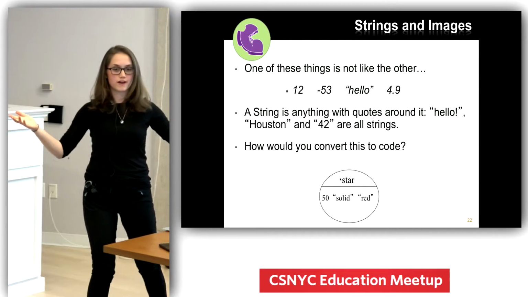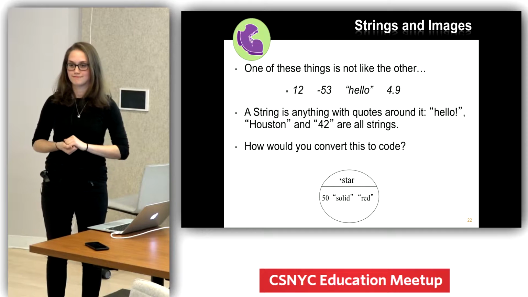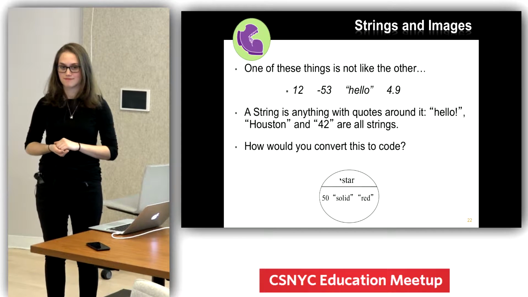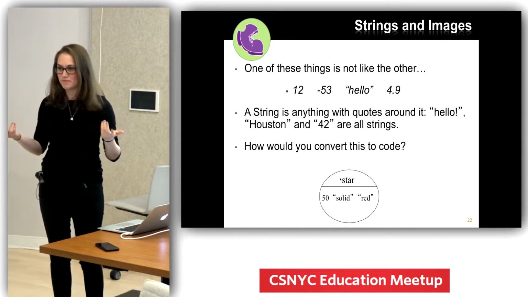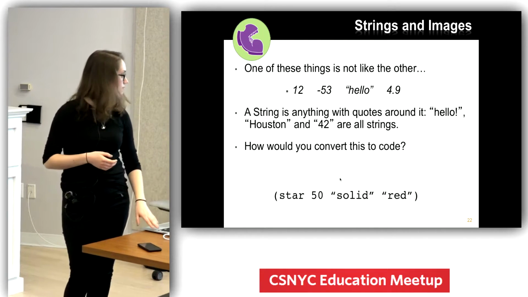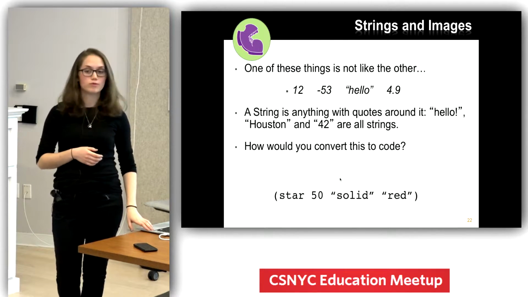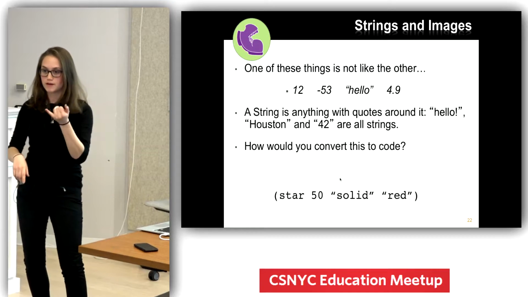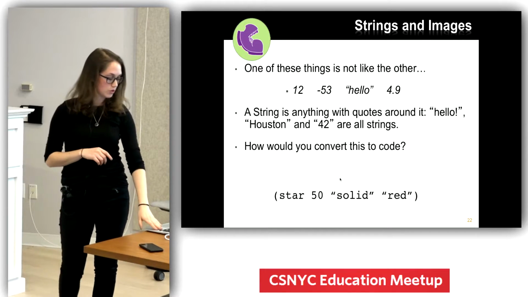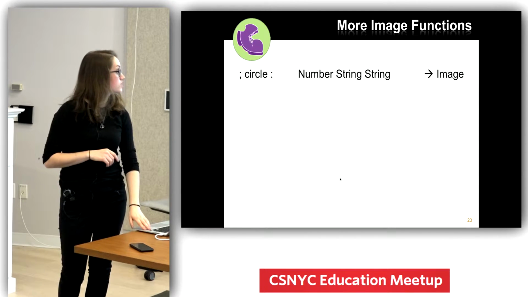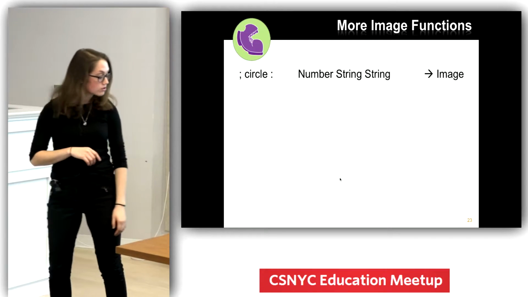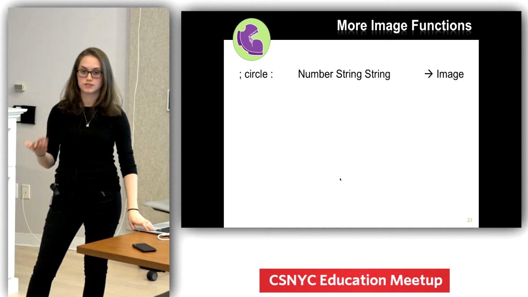All right, so what did you find out? What's the range of star? It's a star shape. So it's an image. So we suddenly have a new data type. We just learned about numbers, we learned about strings, and now we have images too. There are a bunch of functions that return images. We have circle, which takes in a number and 2 strings and returns an image.